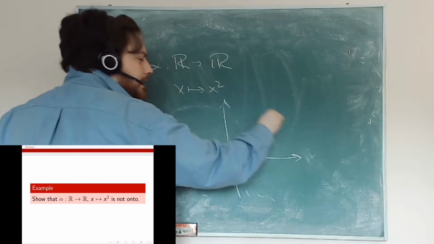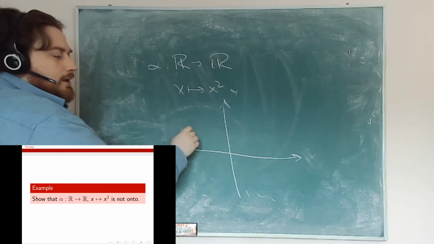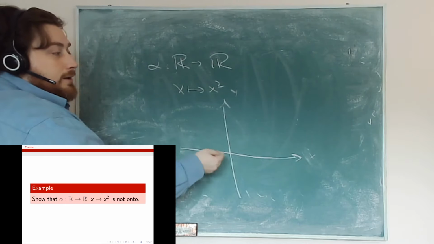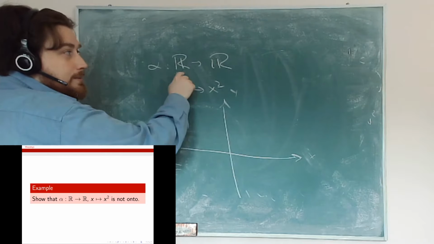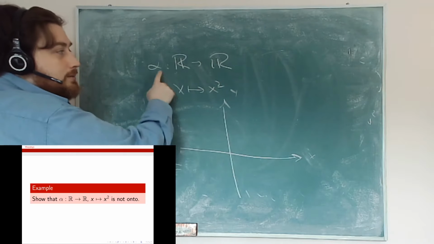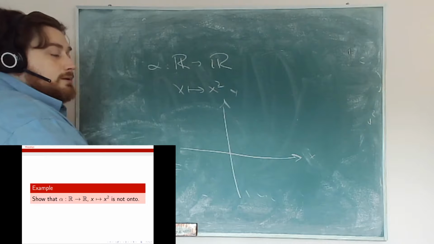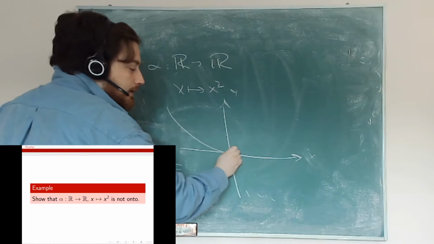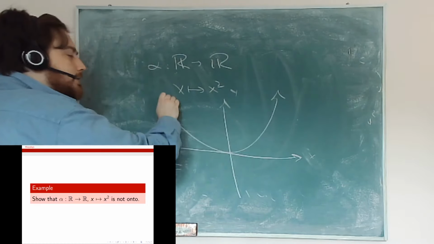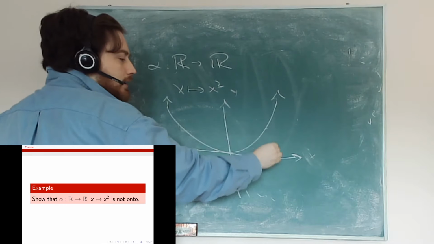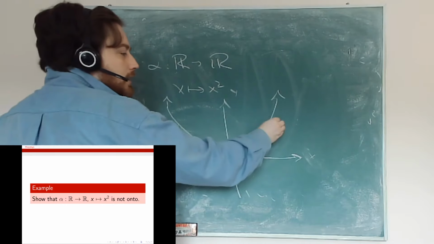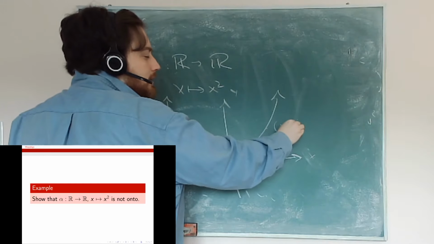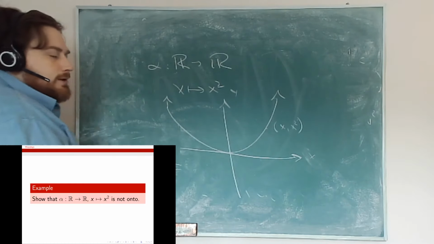So I could say here's my x and here's my y. And so as a relationship or a subset of R squared, because remember a mapping is a subset of R squared, we could graph that, and it's just going to be all the points where y is equal to x squared. So we're going to have all the points (x, x squared). It's going to look like that.